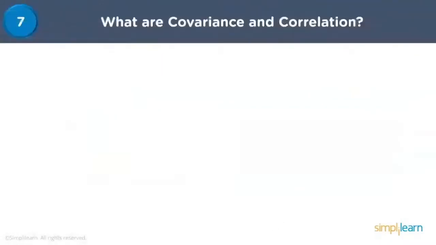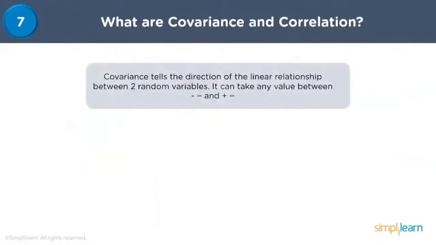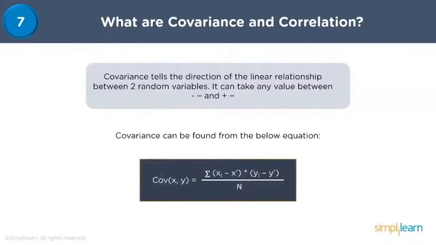Now the next question we have is, what are covariance and correlation? Covariance and correlation are measures that help you understand the relationship between two continuous variables. Covariance tells the direction of the linear relationship between two random variables. The direction means if the variables are directly proportional or inversely proportional to each other. So increasing the value of one variable might have a positive or a negative impact on the value of the other variable. Now covariance can take any value between minus infinity and plus infinity.